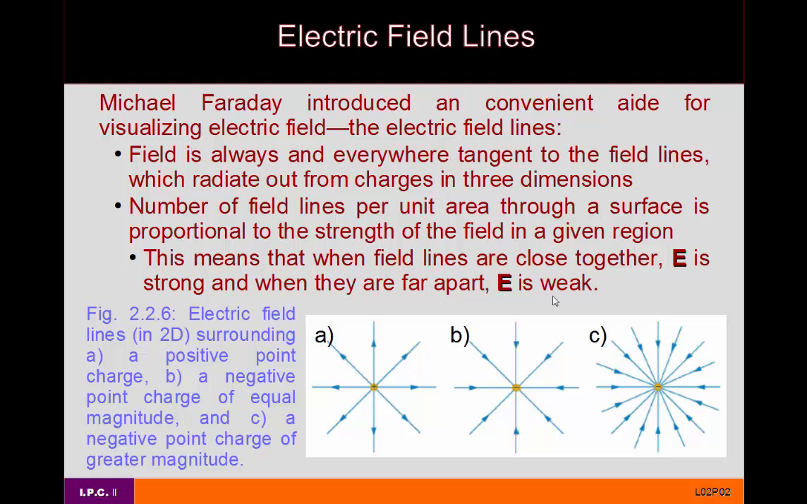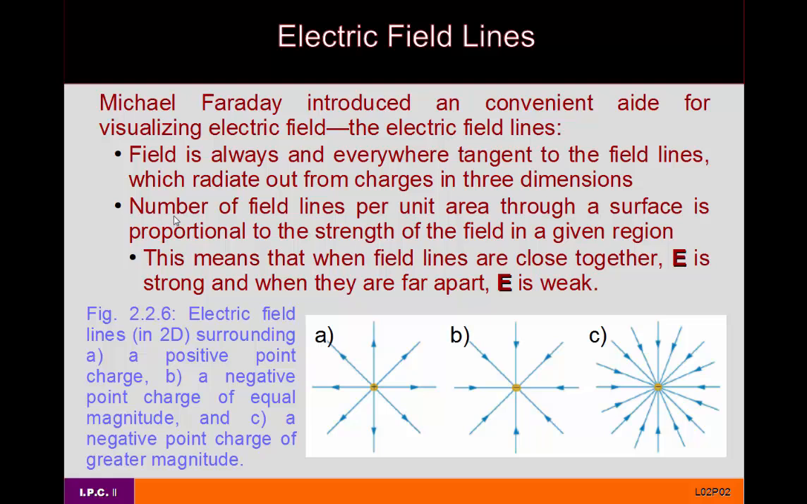Basically, if we want to visualize an electric field, we use what are called electric field lines. There's a few rules that go with these electric field lines. First of all, the field everywhere is tangent to the field lines, which radiate out from or into a charge in 3 dimensions. They radiate out from positive charges, they radiate into negative charges. And so the field is everywhere tangent to this line, so if the line happens to be moving in this direction, then the field right here also points in this direction.